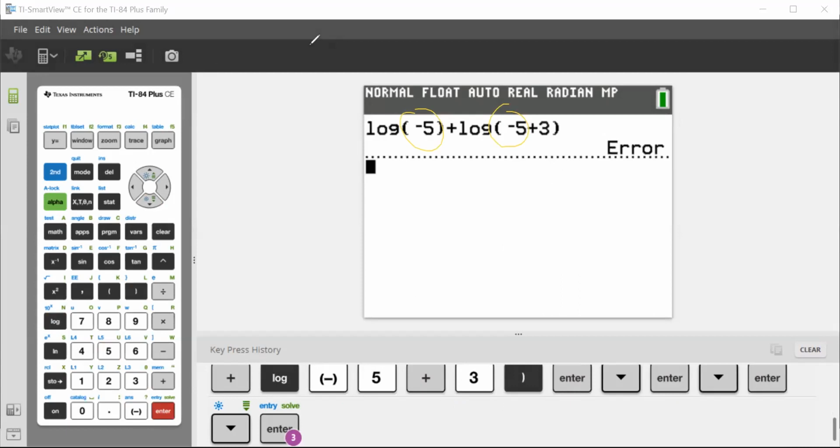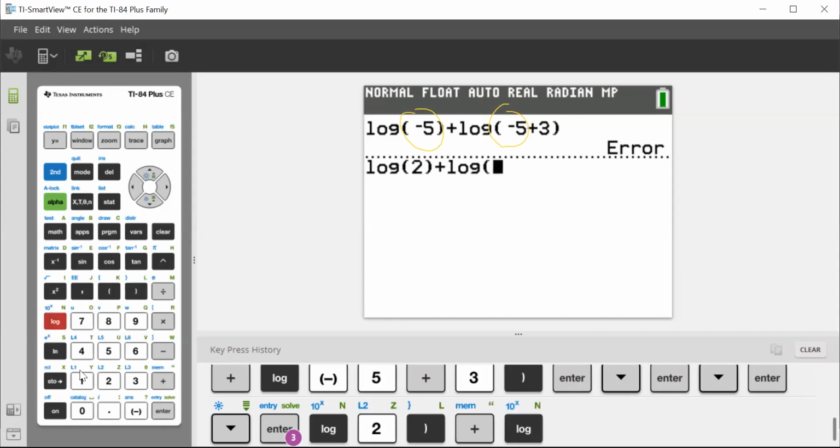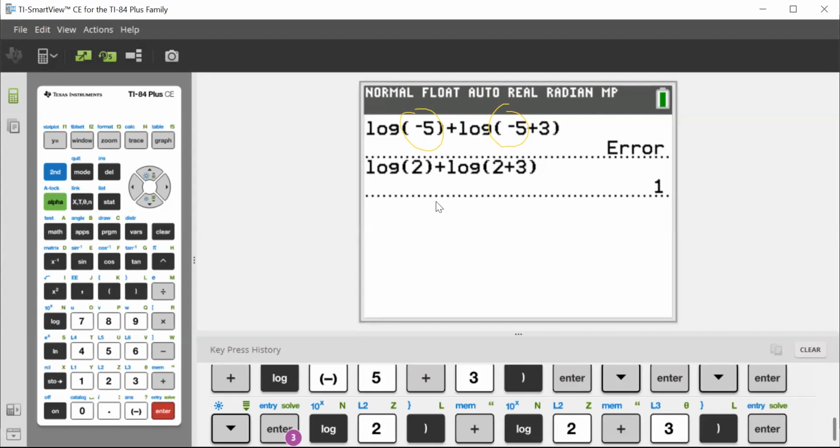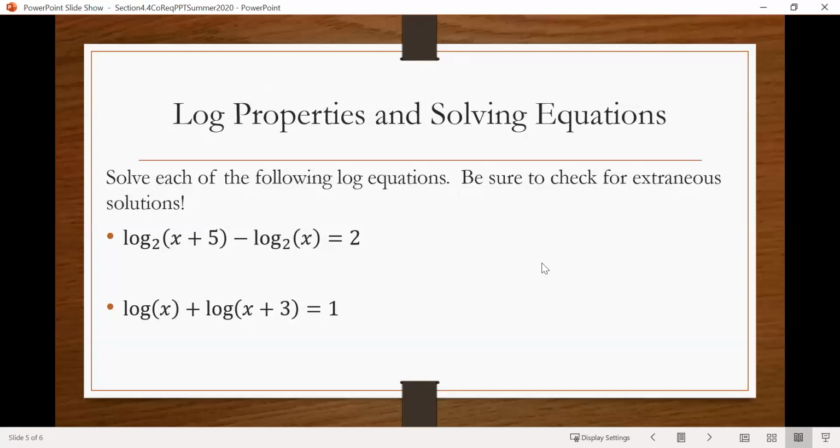All right, let's try the other one then, which was 2. So we'll do log of 2 plus log of 2 plus 3. When we do that, we get 1 as our answer. So we see that that one does work there. Okay. So going back to our PowerPoint then, we know that for this second problem here, the answer is only x equals 2. So x equals negative 5 is not a solution.